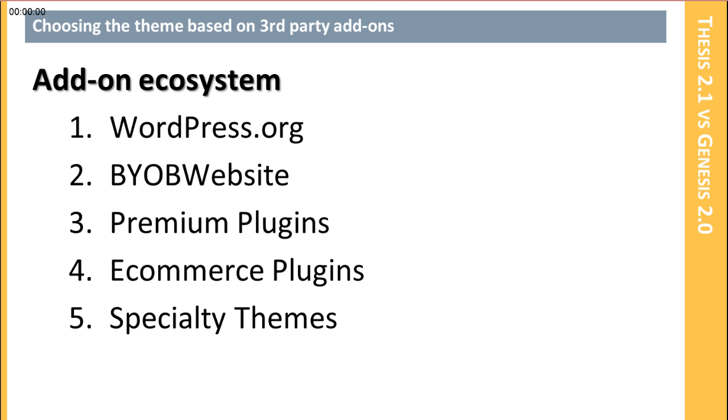Okay, so the next thing we're going to talk about is choosing a theme based on third-party add-ons. And I like to refer to this as the add-on ecosystem. In most cases, what we're talking about are plugins. So if you go to wordpress.org and you search for Genesis in the plugins repository, you're going to find a ton of plugins that are designed specifically to be used by Genesis.